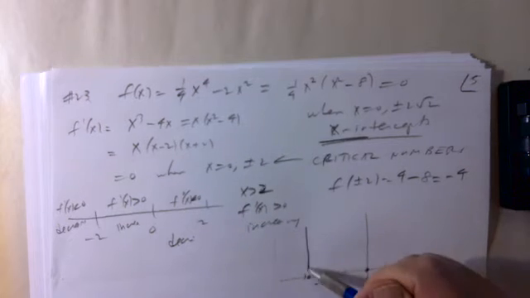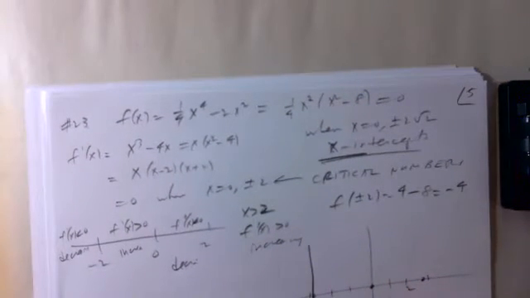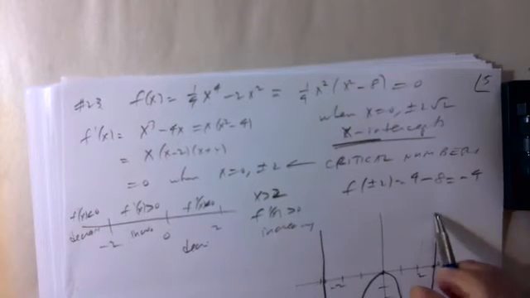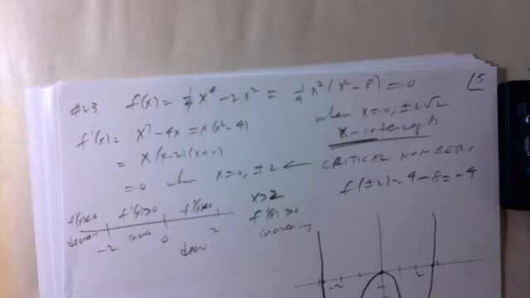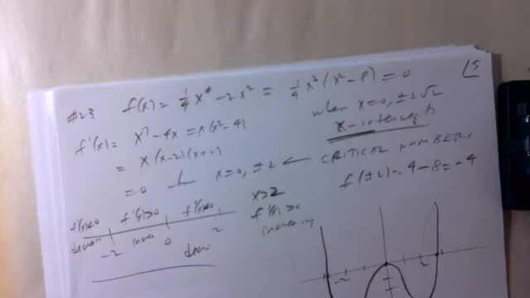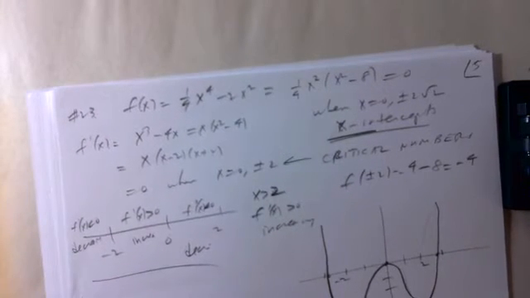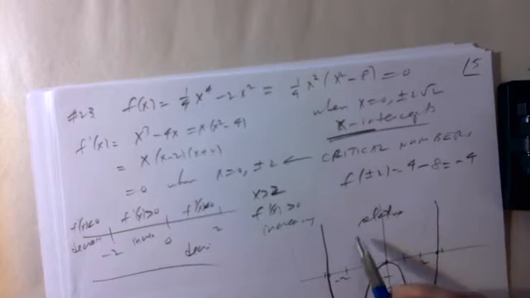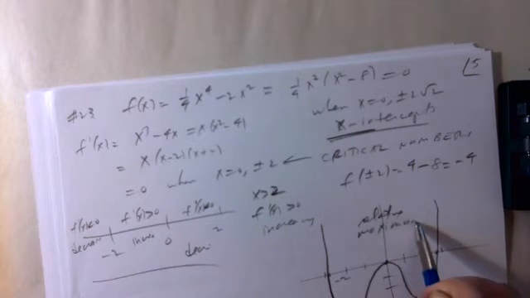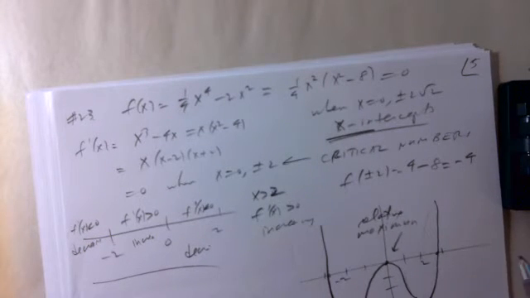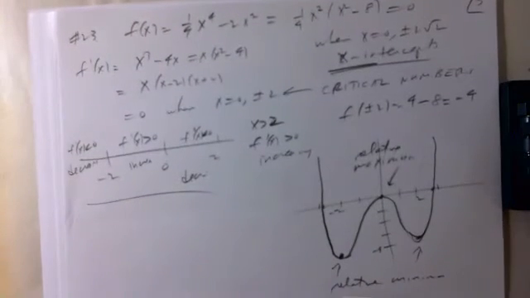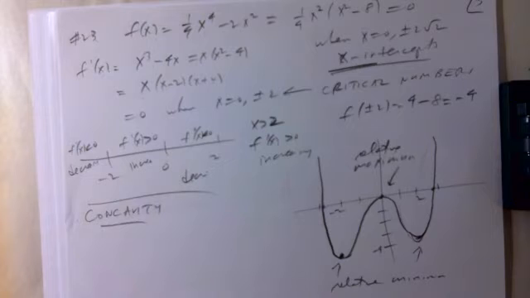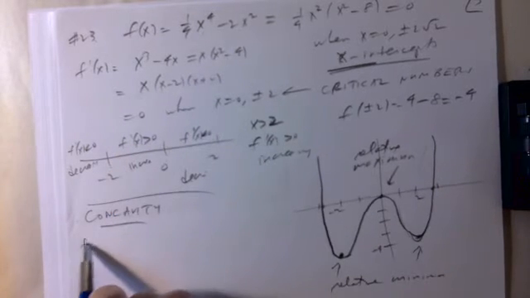So this graph is decreasing, increasing, decreasing, increasing again. Kind of looks like that. So here and here, we have relative minima. Here we have a maximum, a relative maximum. But what about concavity? To understand concavity, we have to look at the second derivative.